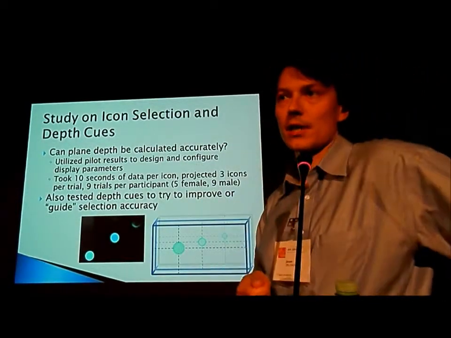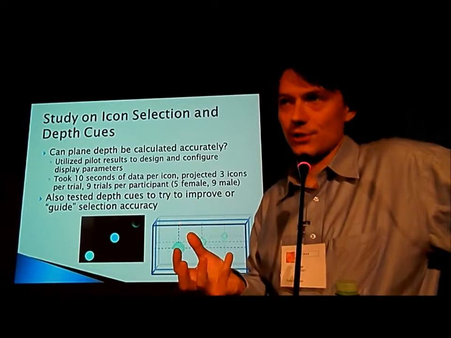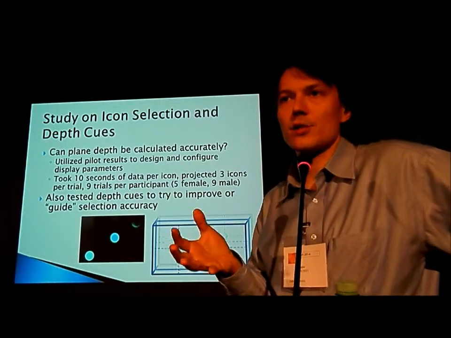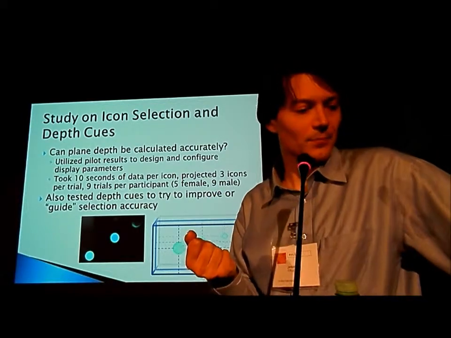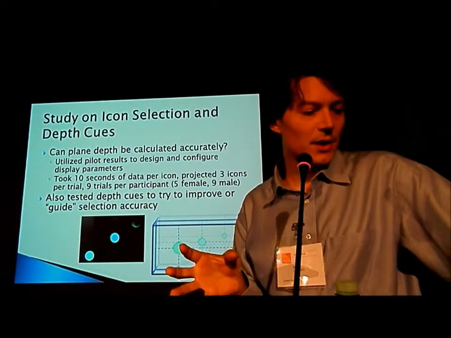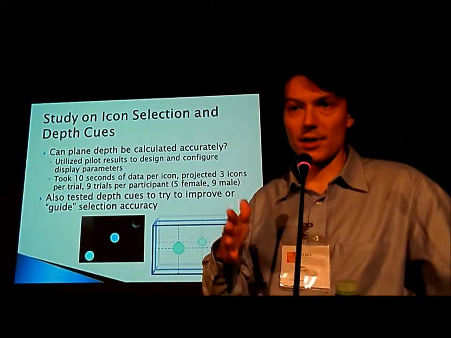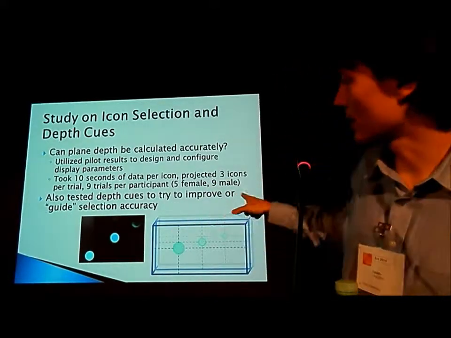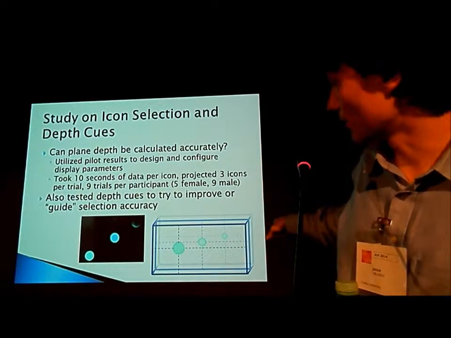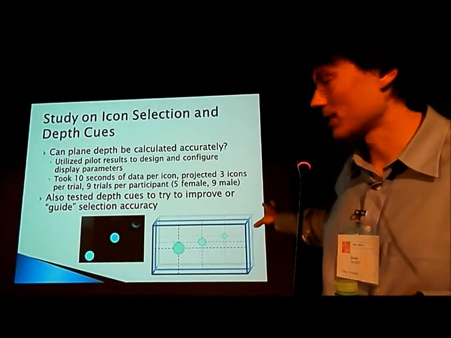Okay, so the second study was to see if people could actually use this for interaction. So when they're looking in the display, can they use it to select an icon, and if so, how well can they do it? We set up an experiment based on the pilot experiment, with those focal plane distances. And here on the right-hand side you can see a simulated view of what users saw, although the blue lines were not there.